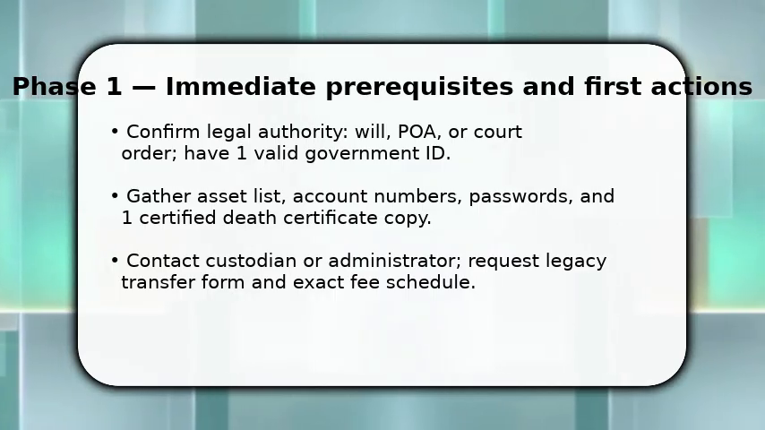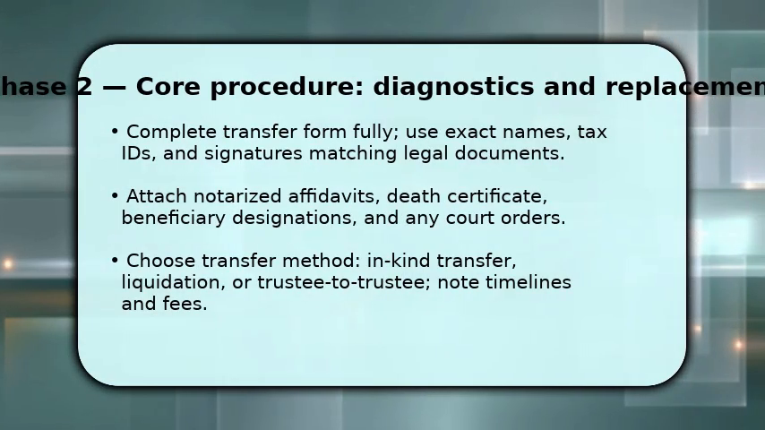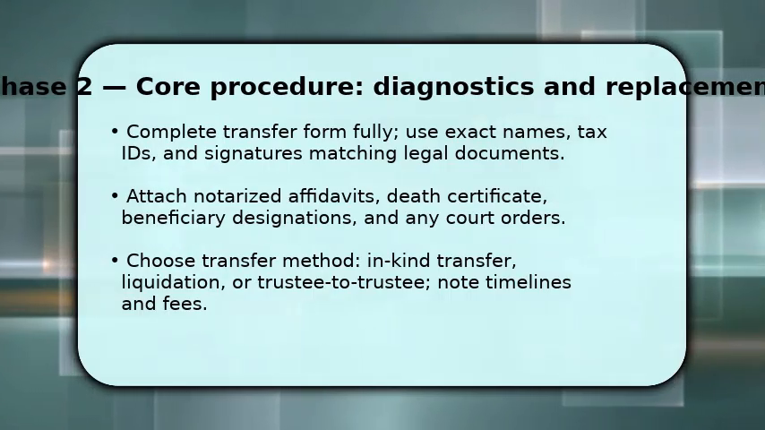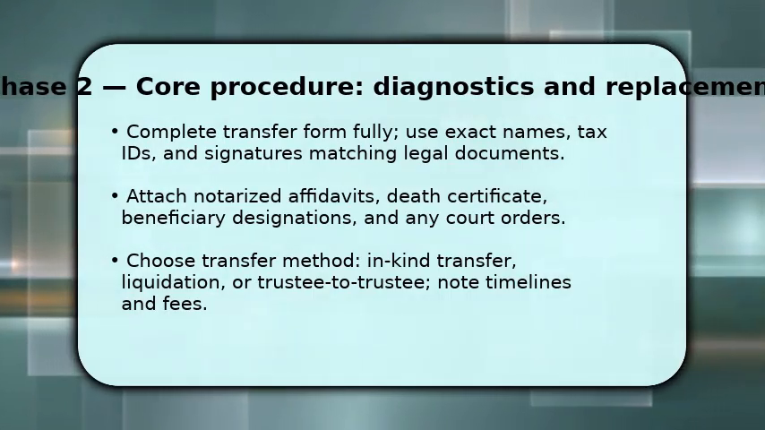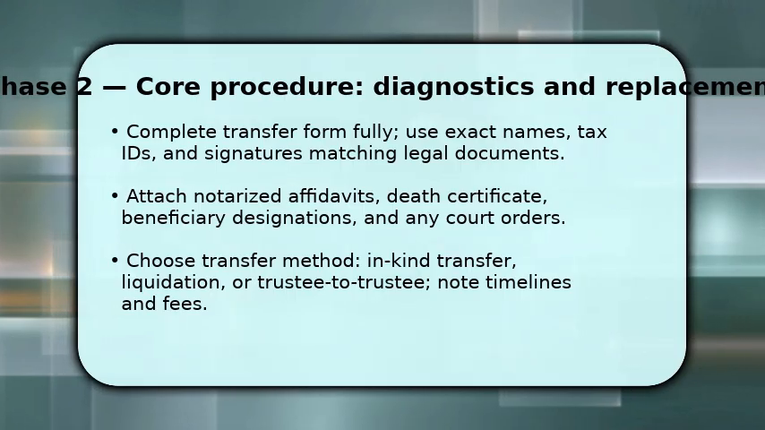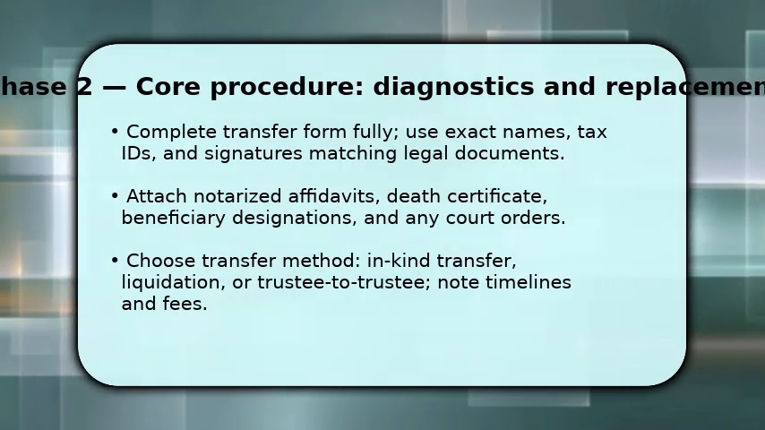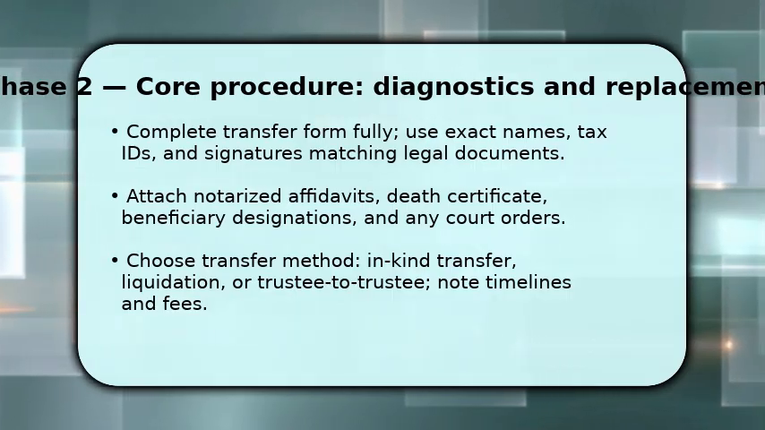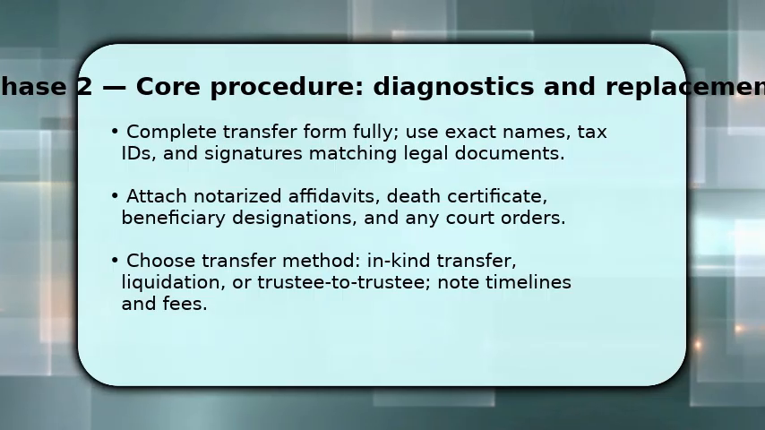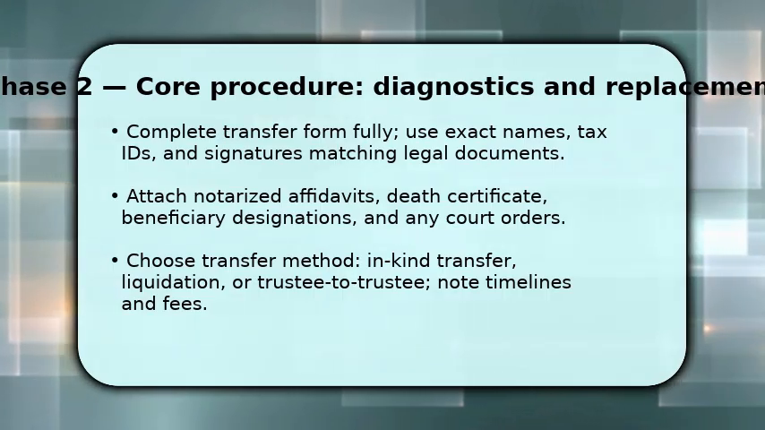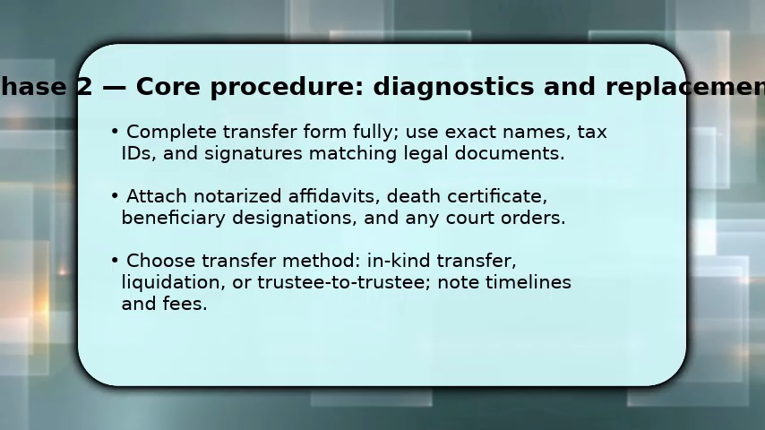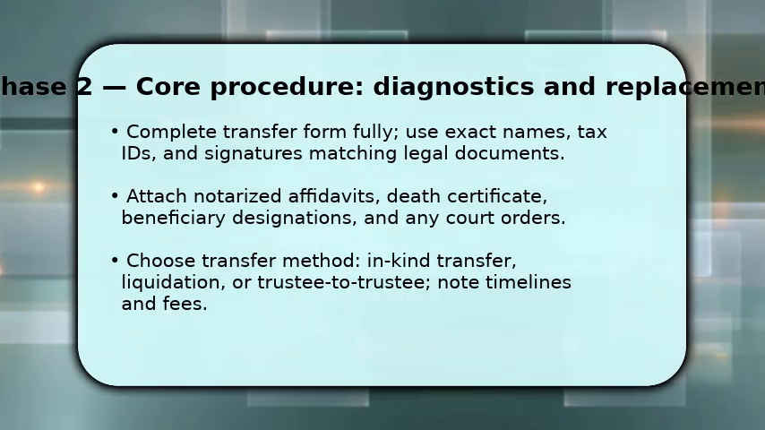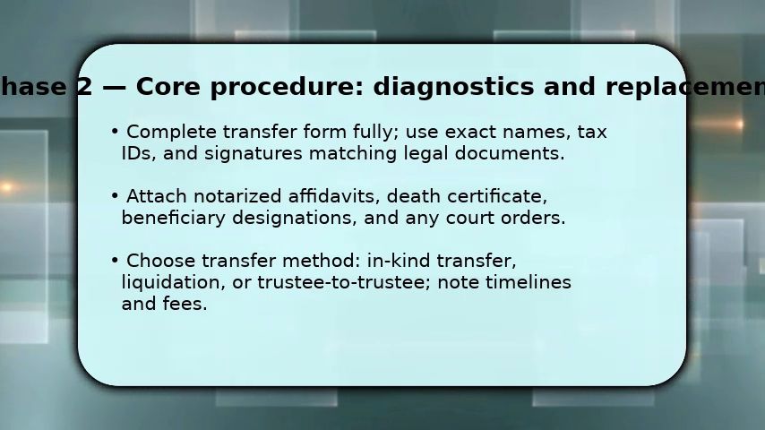Once you have forms, fill them out precisely. Exact names, social security or tax ID, and signatures that match legal documents, because mismatches trigger rejections. Make sure to attach notarized affidavits, a certified death certificate, beneficiary designations, and any court orders. Photocopies can be rejected. Decide whether to move assets in kind, liquidate to cash, or request trustee to trustee transfer. Each has different timelines, tax effects, and fees, so pick the option that preserves value and meets obligations.